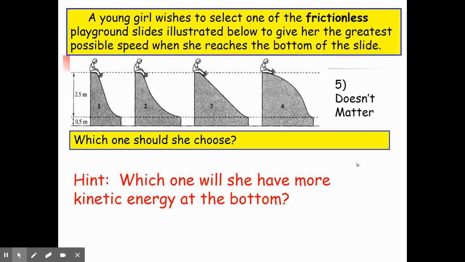So my hint is, which one will she have more kinetic energy at the bottom? The answer is it'll be the same because she starts with the same gravitational potential energy for each one of these. Therefore, she will end with the same kinetic energy and therefore will be traveling with the same velocity at the bottom. This, of course, only works when it's frictionless. That's why I've bolded the word frictionless.